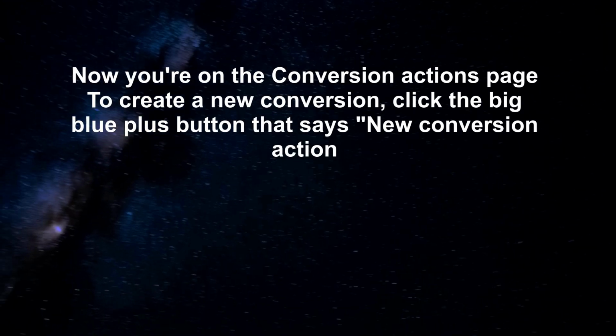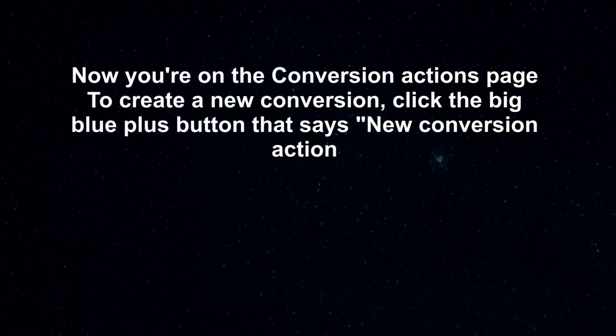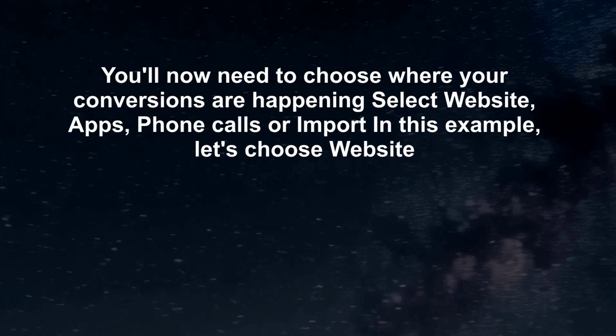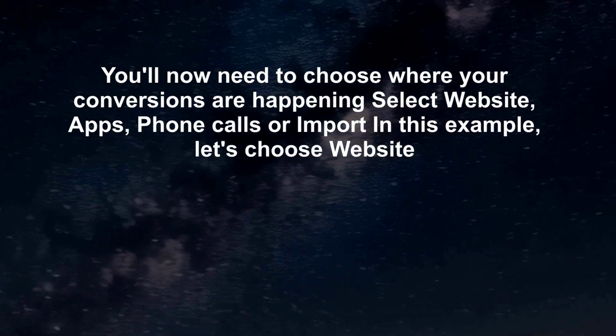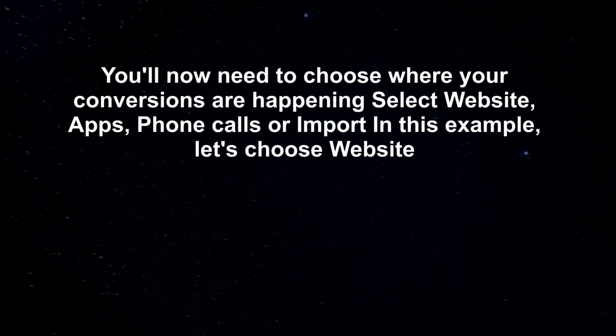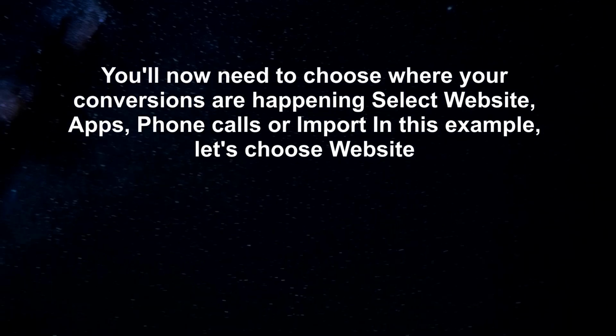Now you're on the Conversion Actions page. To create a new conversion, click the big blue plus button that says New Conversion Action. You'll now need to choose where your conversions are happening. Select Website, Apps, Phone Calls, or Import. In this example, let's choose Website.